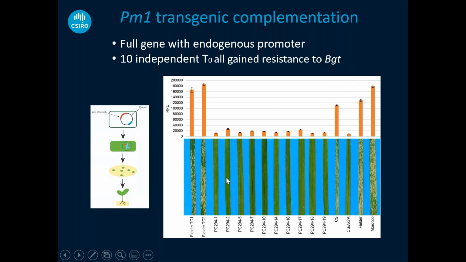So you can see here the resistance phenotype is quite strong. Similar to the wild type here, and these did not contain the transgene, and these did. So it's quite clear that we'd found our gene.